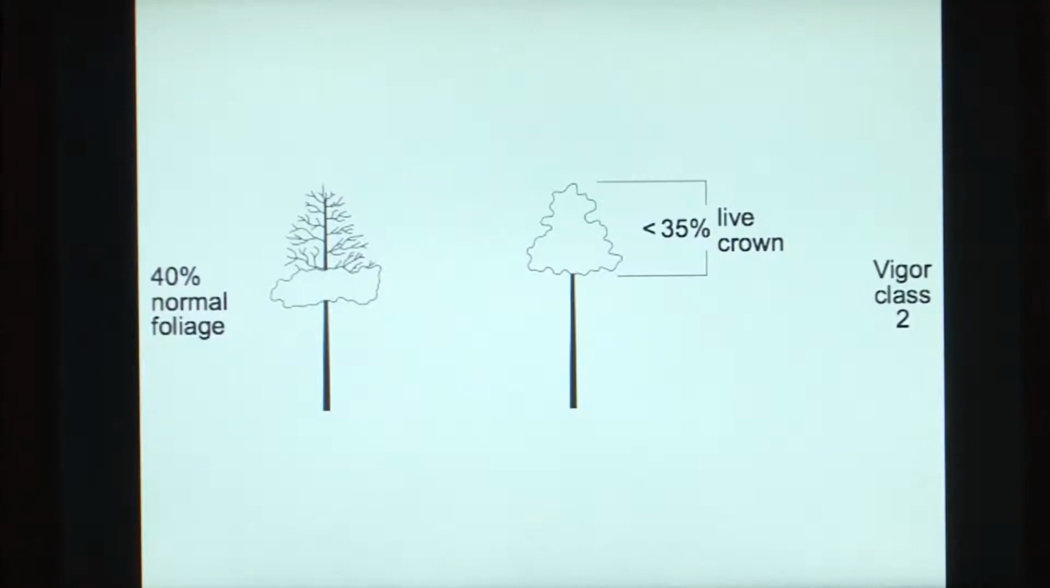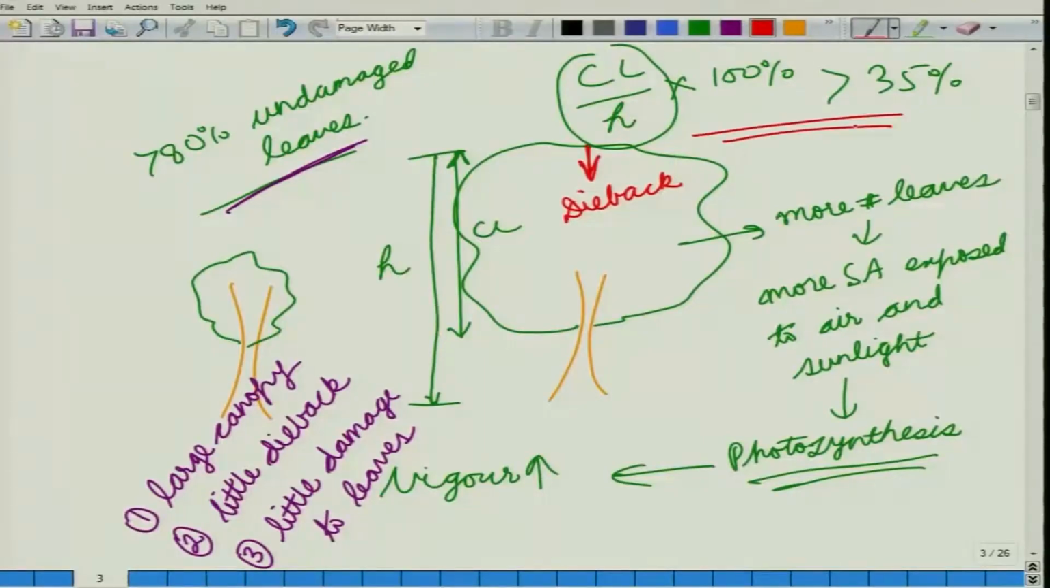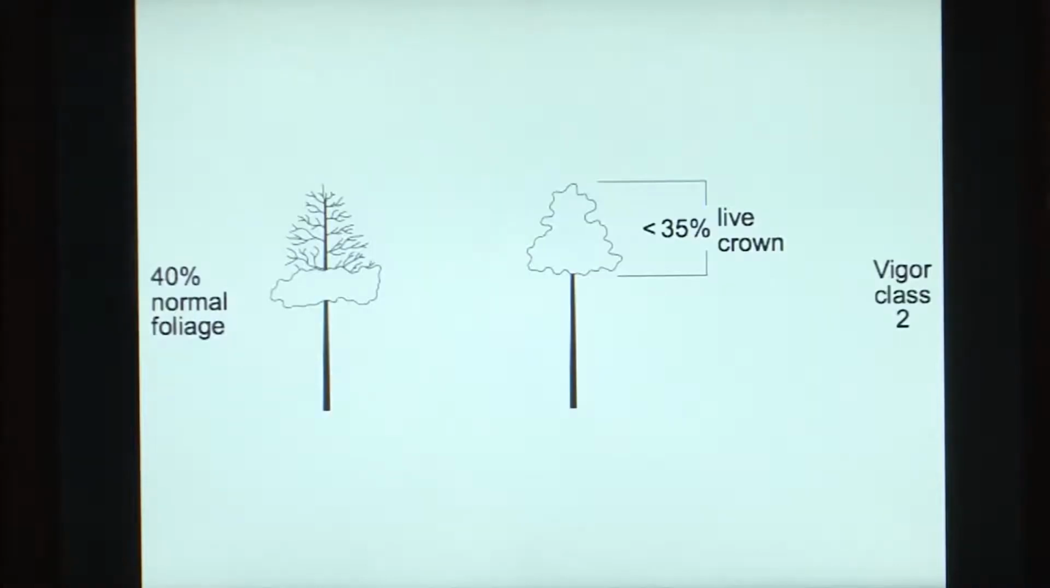In this case we have, suppose, 40% normal foliage. Now, in the case of class 1, coming back to our class 1, we would have had that this crown length upon height is greater than 35%. Now, coming back to the figure, here we are seeing that 40% of the foliage is normal and with a less than 35% crown length. So, we either have less than 80% undamaged leaves. In the case of class 1 we had greater than 80% undamaged leaves.